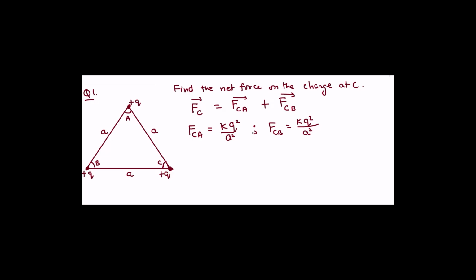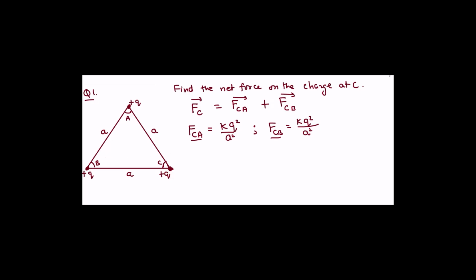So you can see that both these forces have the same magnitude, and that is obvious because both these charges are of the same magnitude and are at the same distance from charge C. Therefore, these two forces are equal in magnitude. Now we want to find the net force acting over here. So let us look at the direction in which the forces FCA and FCB act.